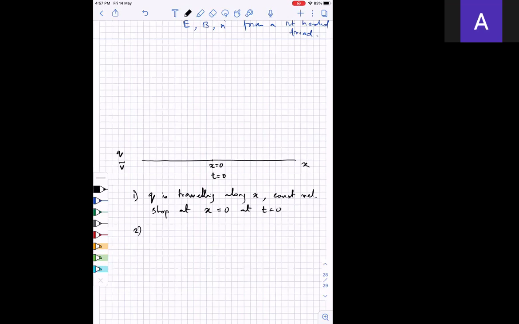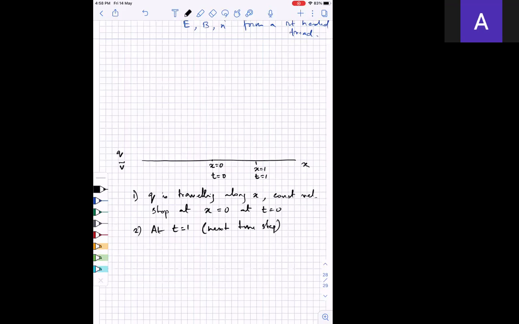Now I go to the next time step. Let me call it t equal to 1, x equal to 1. So the next time step t equal to 1 defines the speed of light. Basically, x equal to 1 is c times this time interval.